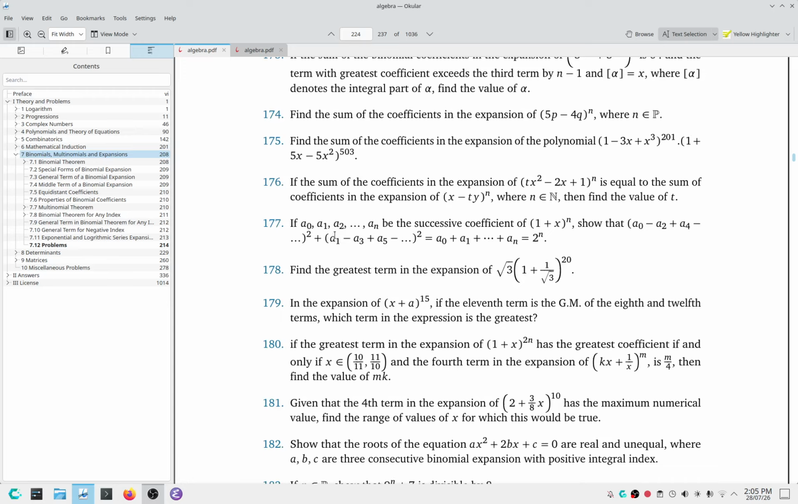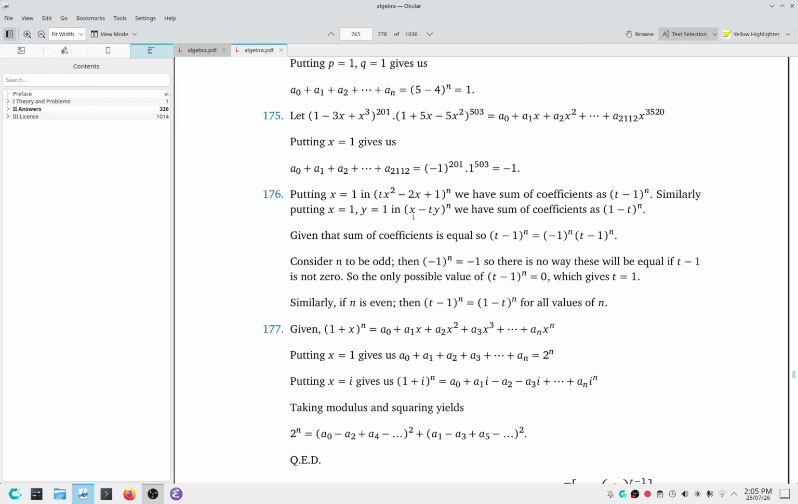Now we move on to question 176. If the sum of coefficients in the expansion of (tx^2 - 2x + 1)^n is equal to the sum of coefficients in the expansion of (x - ky)^n, where n is in the set of natural numbers, then find the value of t. So we put x equal to 1 in this, we get the sum of coefficients as (t - 1)^n. And we put x equal to 1, y equal to 1 in this, we get the sum of coefficients as (1 - t)^n.